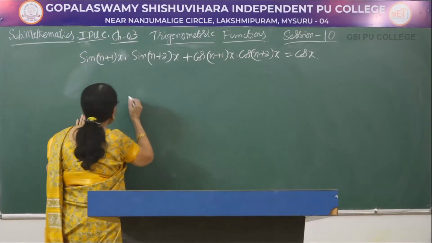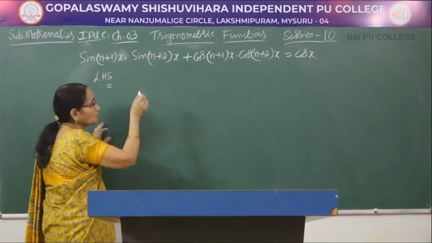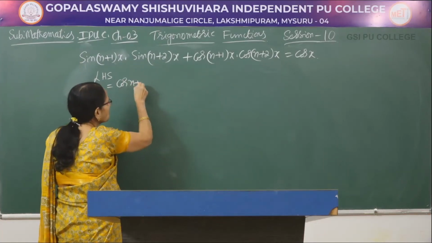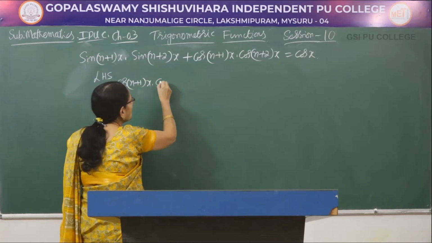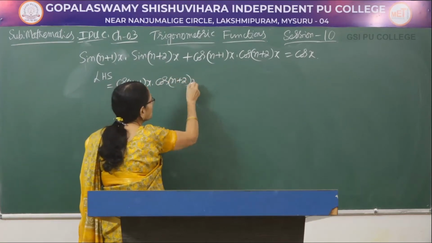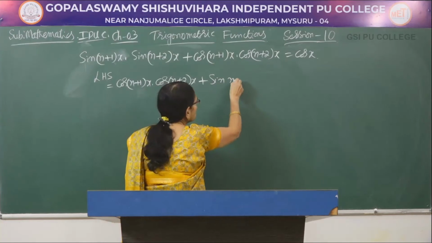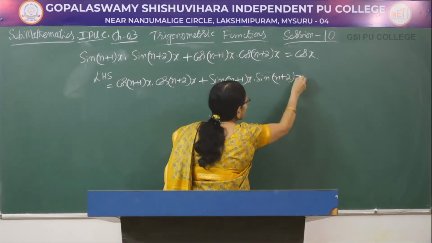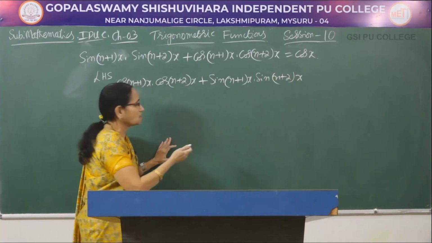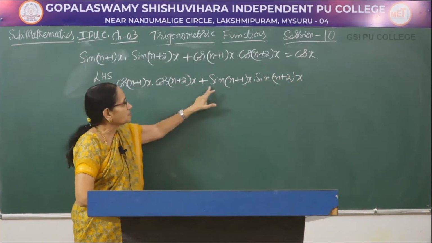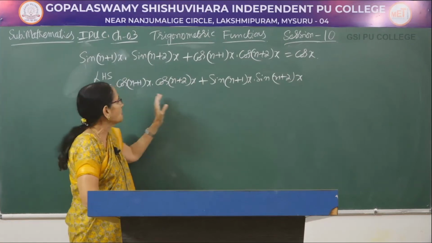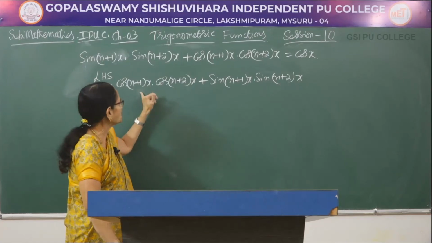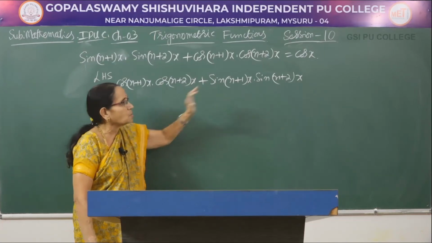First, let me write in the proper order, starting with the left hand side. I want to write in the standard form. That is, write this term first: cos of (n plus 1) x into cos of (n plus 2) x plus sin of (n plus 1) x into sin of (n plus 2) x. See, n plus 2 means it would be some number. For example, cos 2x into cos 3x plus sin 2x into sin 3x, something like that. In the place of 2, 3, 4, the exact number, an unknown quantity has been given. That's the only difference.